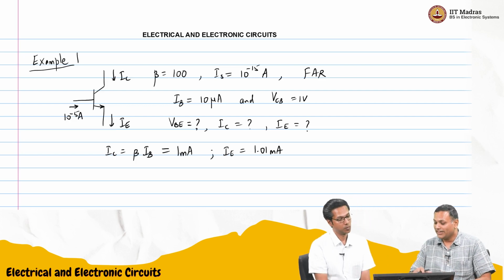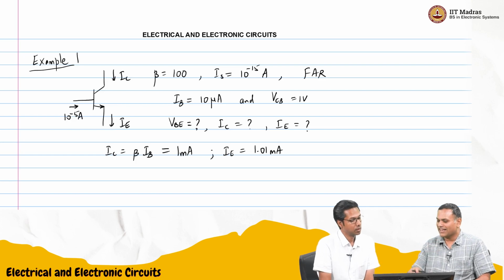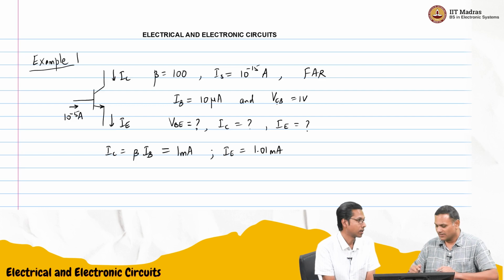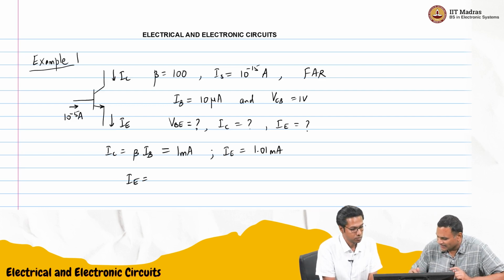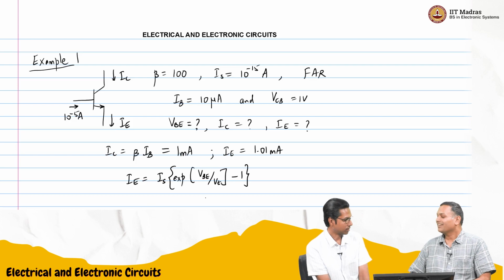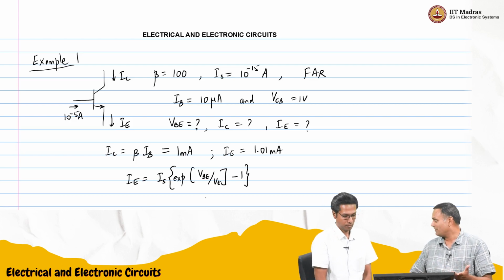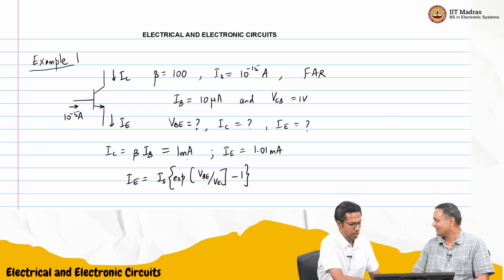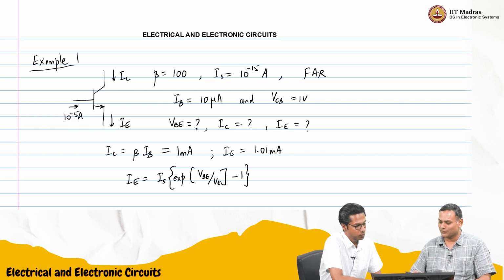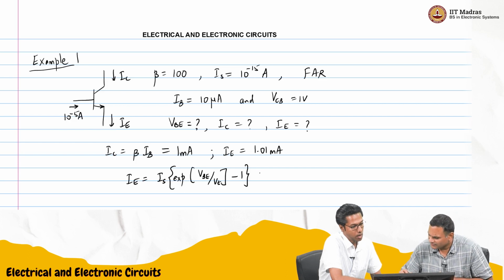Now we need to find out VBE. So this IS is basically IE naught. The equation we have used is IE is IS exponential VBE by VT minus 1. In fact, that minus 1 we neglected. In this case, we don't know VBE, so maybe we should not neglect it. Most likely we can neglect it because the currents are quite high, milliamperes. So, IE we know, IS we know. Let us see if we can find out VBE.